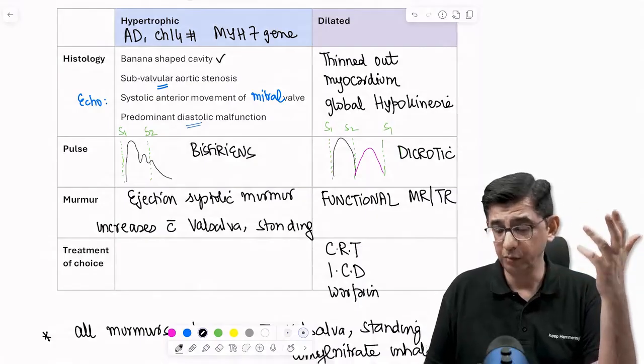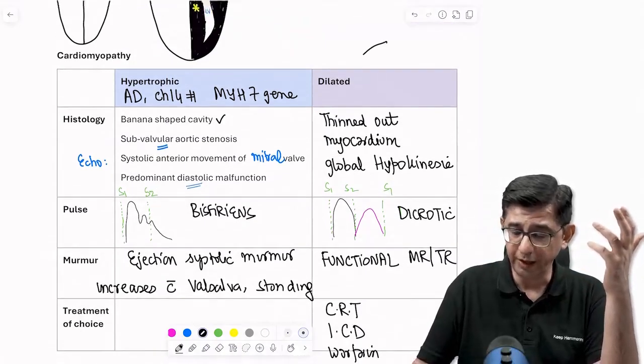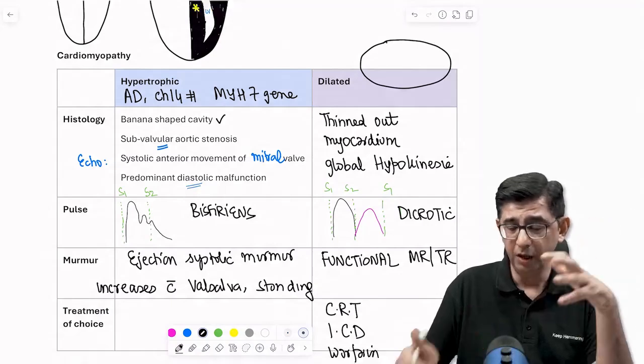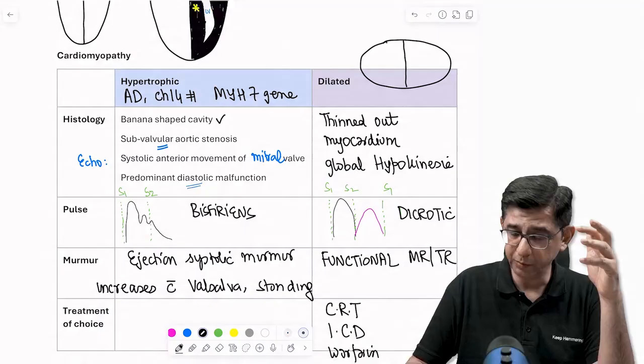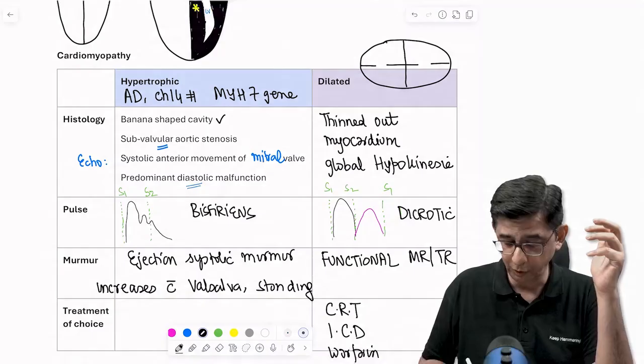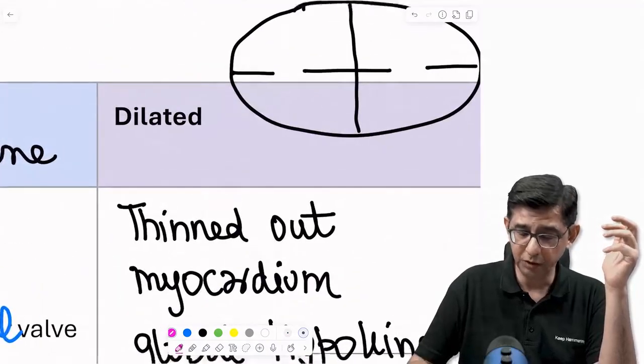I'm calling it functional because in this condition, there is lack of approximation. This is a dilated heart, and what I'm showing is that the leaflets of the mitral and the tricuspid valve will not be able to approximate each other. Let me zoom in. This is what I'm saying.